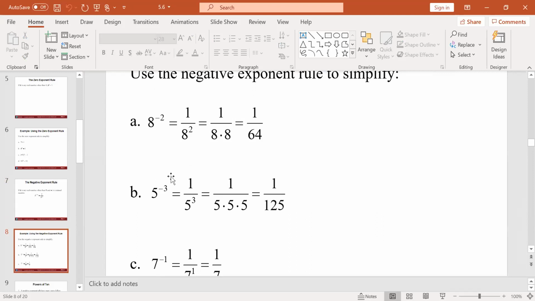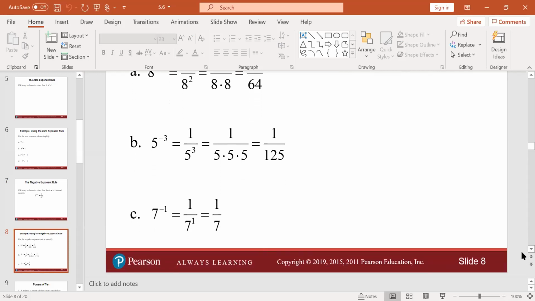Five to the negative third does something similar. That becomes 1 over 5 to the positive third. That's 1 over 5 times 5 times 5, 1 over 125. 7 to the negative 1st power tells me to do 1 over 7 to the 1st, but the 1st power just means do it to itself that many times. So it just stays 1 over 7. But because of the negative exponent, it becomes this fraction, 1 over 7.